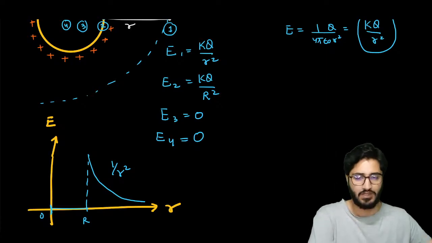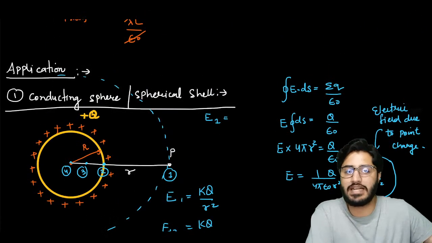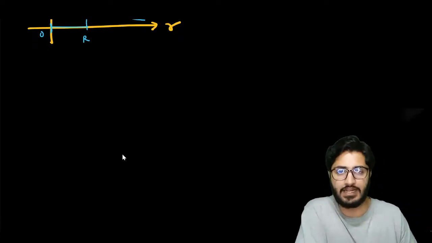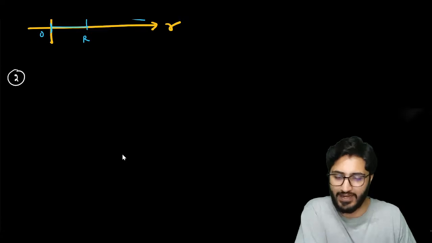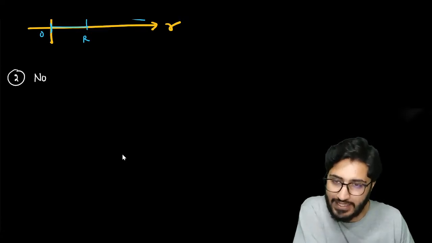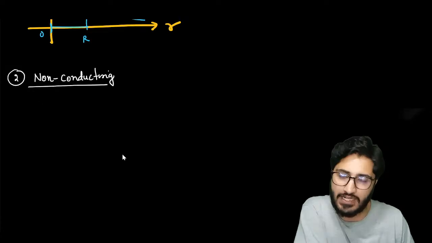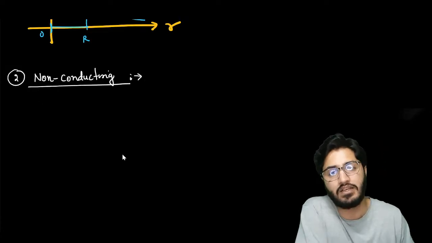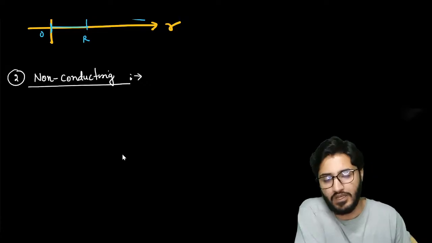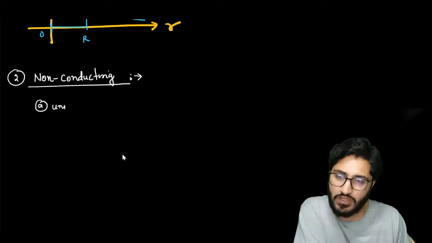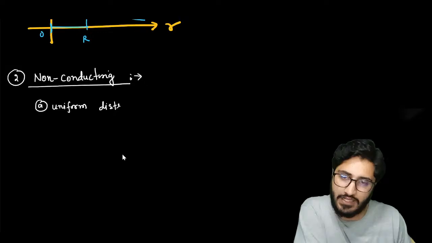Super easy, no? Okay. The first application was conducting sphere or spherical shell. Let us talk about the second point. And the second point is what? Non-conducting. The charge distribution is different for non-conducting, which means the electric behavior will be different. So in non-conducting, the first part is if the charge is uniformly distributed.